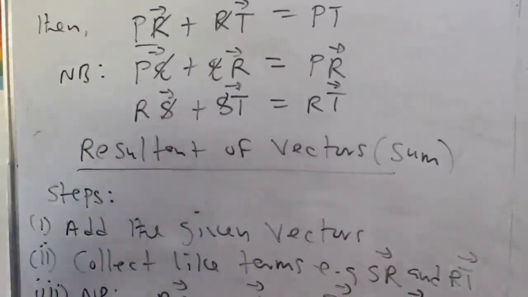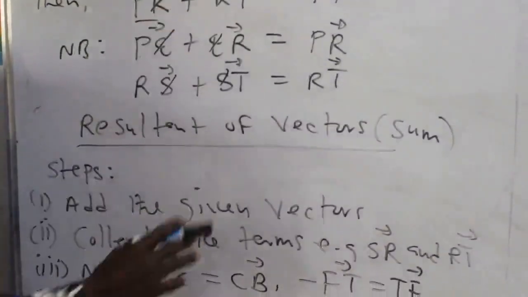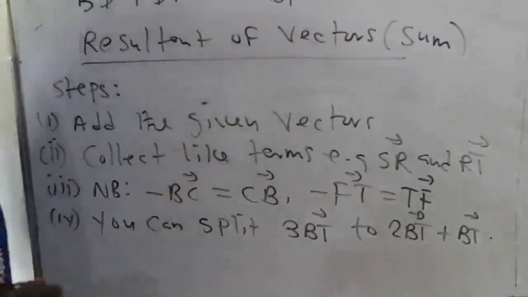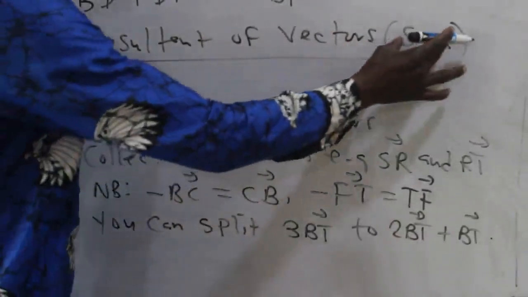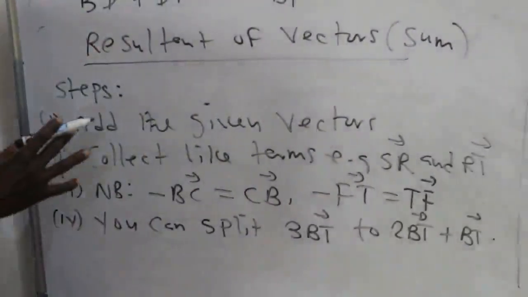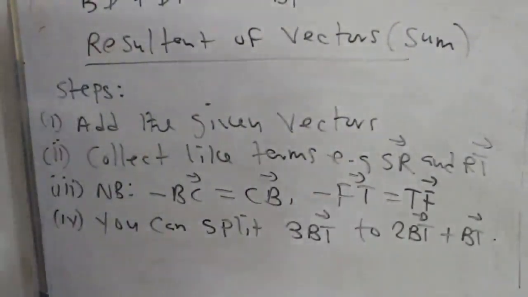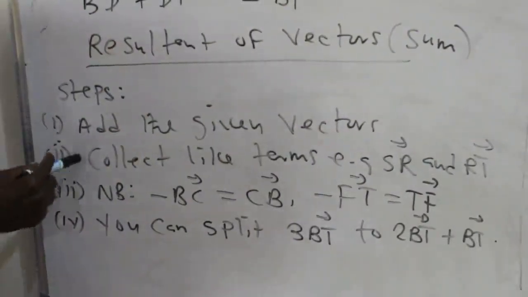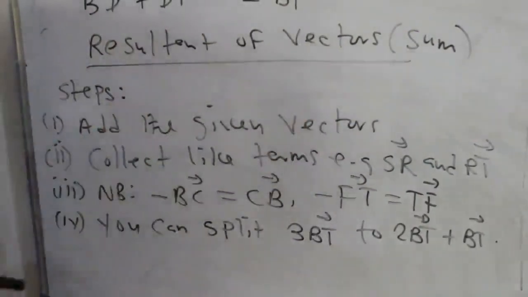Resultant of vectors. In resultant of vectors, we are referring to the sum or the total. There are some steps here that you can use if you want to solve a resultant of vectors. The first step is to add the given vectors.